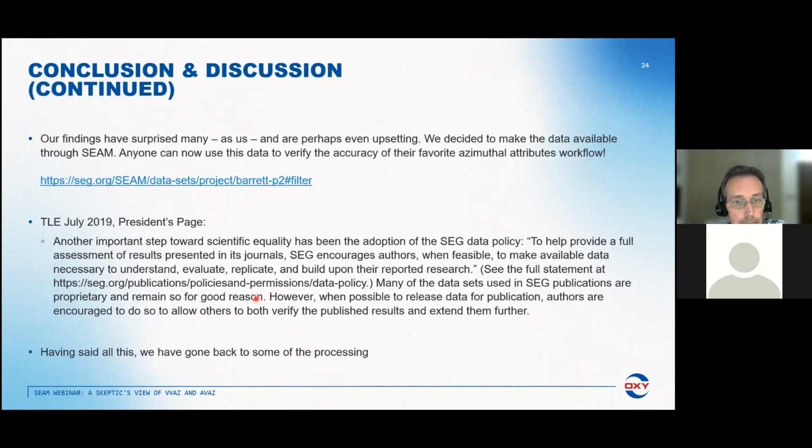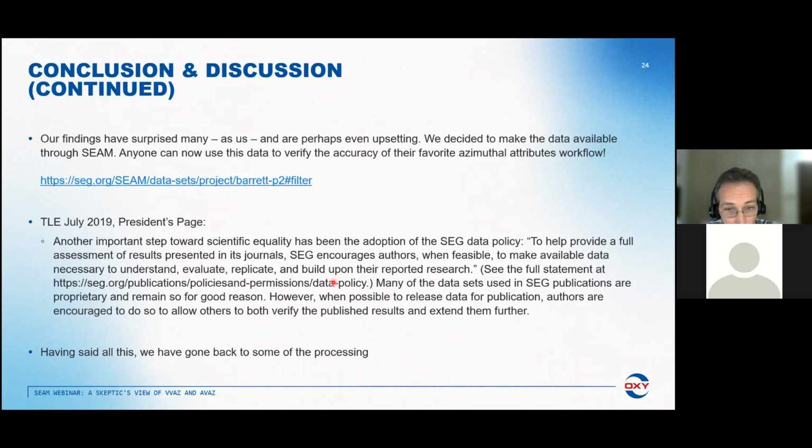It's also an important aspect because many times we have proprietary data that we cannot release, so you cannot do your own research on that same data. And this is mentioned in The Leading Edge by one of the then presidents, vice presidents, that as much as possible, the data should be released, and the SEAM models are perfect for that. And we have provided the processed data to that consortium.